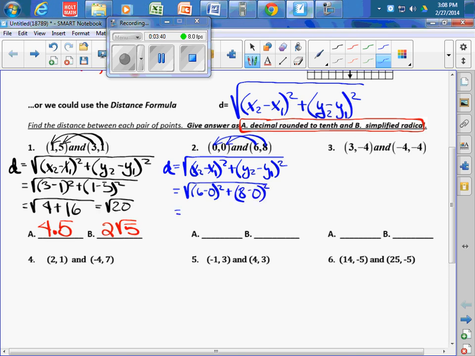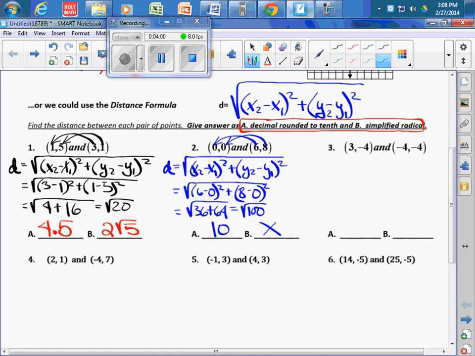6 minus 0 is 6, squared is 36, plus 8 minus 0 is 8, squared is 64. So we're talking about the square root of 100, which is what? 10. Well, since we don't have a radical here, we don't need to fill that part of it out. Your answer would just be 10.